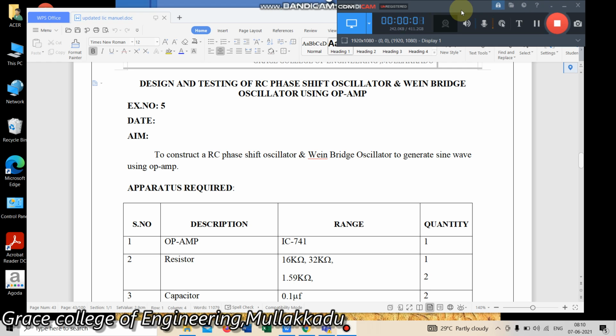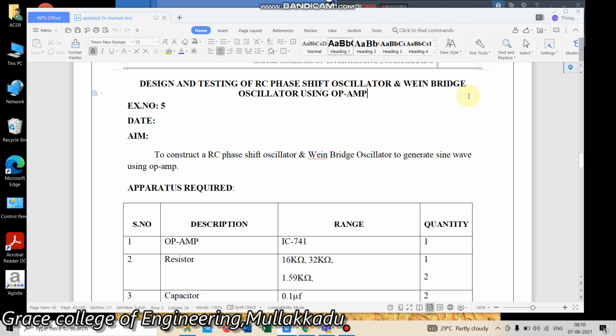Now we are going to see the experiment design and testing of RC phase shift and Wein bridge oscillator using operational amplifier. Our aim is to construct the RC phase shift oscillator as well as Wein bridge oscillator, which can generate the sine waveform using operational amplifier without giving any input signal.